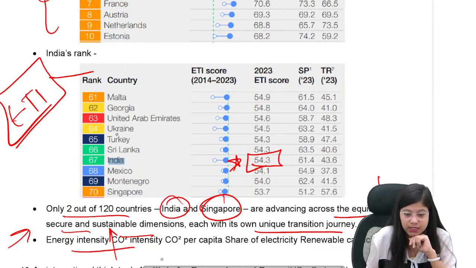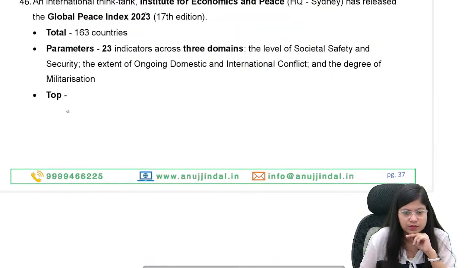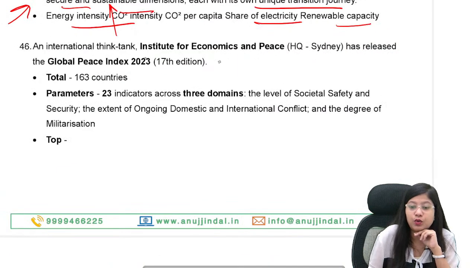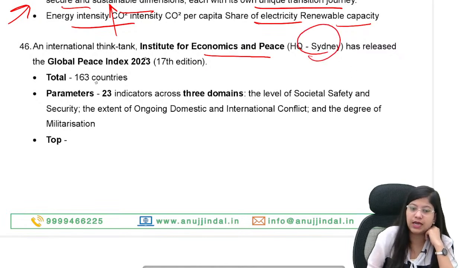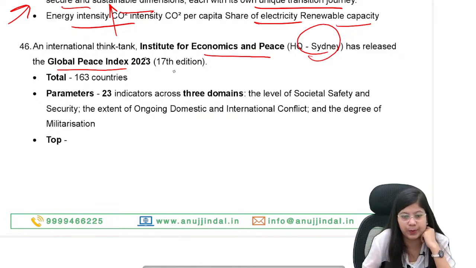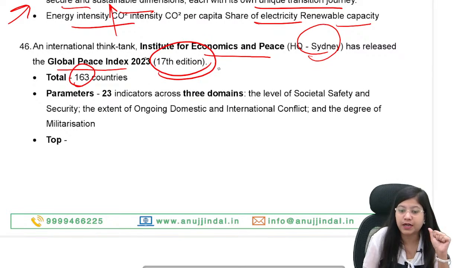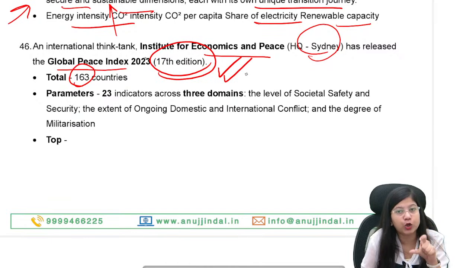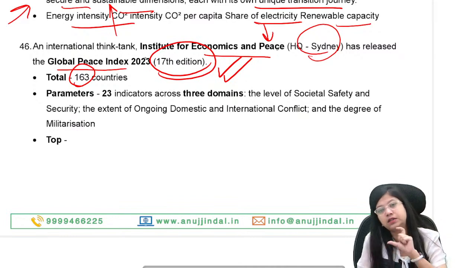Energy intensity, CO2 intensity per capita, share of electricity, renewable capacity. Okay, so next, the Institute for Economics and Peace, based in Sydney, Australia, has released the Global Peace Index 2023, 17th edition, covering 163 countries. One more thing, guys, pay attention to the editions of particular reports and rankings. Sometimes editions are asked, sometimes the organizations releasing the indices are asked.